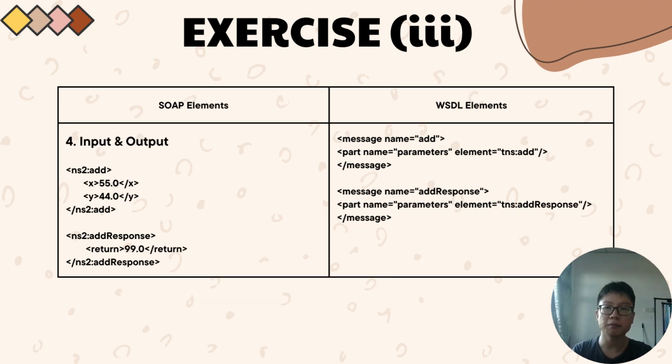The last element that matches between SOAP and WSDL is the input and output element. For the input element, the x tag and y tag in SOAP map to the part tag elements within the add message in the WSDL file. For the output element, the return tag in the SOAP maps to the part tag element within the addResponse message in the WSDL file.